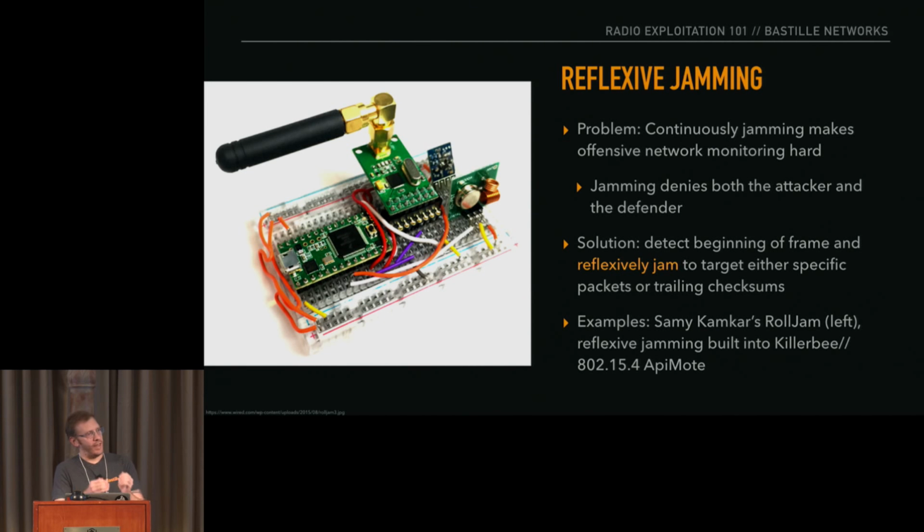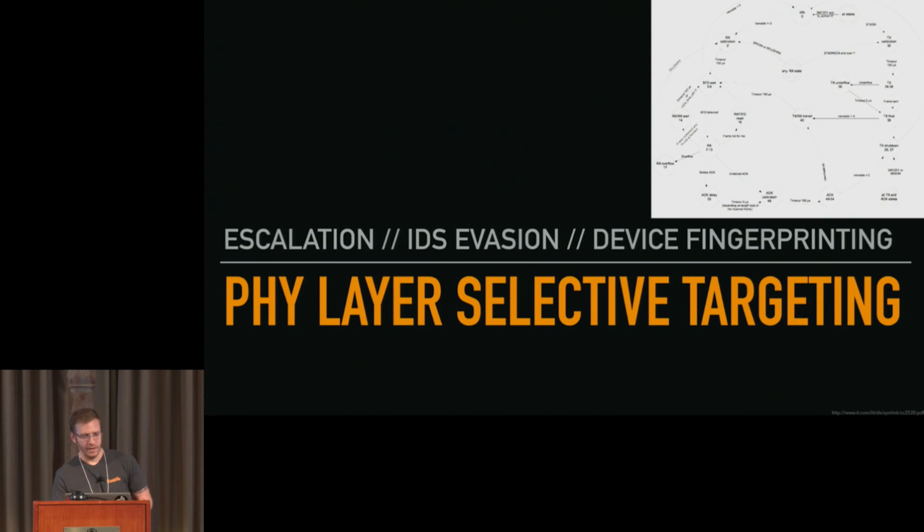Then as soon as we make that determination, we can start jamming. And if we can start jamming fast enough, you can actually corrupt the end of the packet and cause a CRC failure and allow us to jam specific packets while still receiving traffic from the network that we actually care about. And this image on the left here, this is called the Roll Jam. This is a device built by Sam and Camcar. There's also some reflexive jamming support built into the Killer Bee framework that works with the API mode and other 802.15.4 devices. And now Matt will take you through some 5-layer selective targeting attacks.